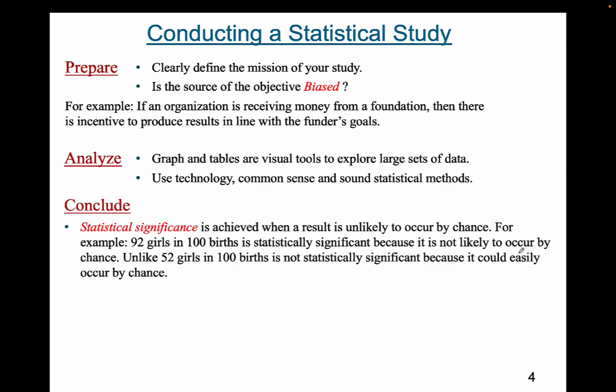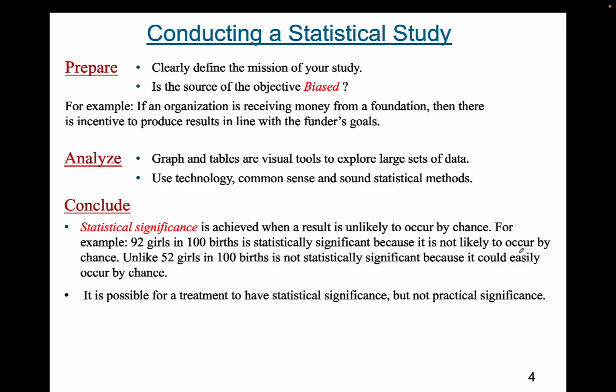Make sure you're considering what's called statistical significance. That is achieved when a result is unlikely to occur by chance. For example, 92 girls in 100 births. That would be statistically significant because it is not likely to have occurred by chance. There must have been some intervention, some experiment. Unlike 52 girls in 100 births, that would not be what's called statistically significant because that easily could have just been the results by chance.